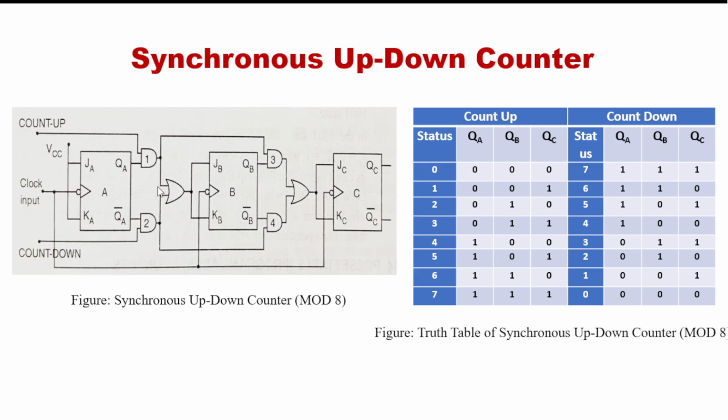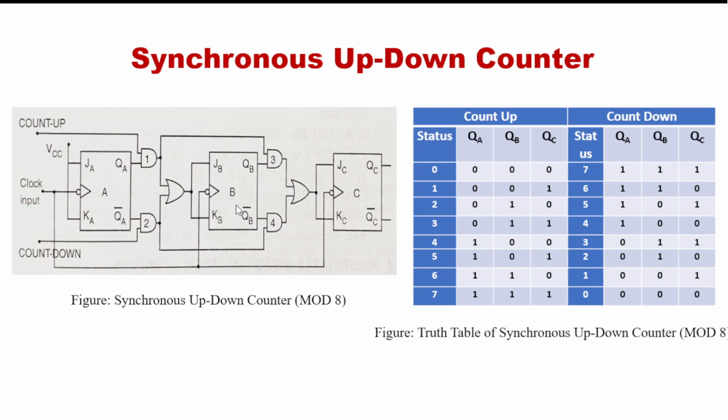At that moment, in count up mode, only AND gate 1 and 3 will be in the working condition. In the first clock pulse, the output of QA passes through AND gate 1, then through the OR gate, and acts as the input of J and K of the B flip flop. This is the synchronous counter design also. If you don't know the synchronous counter design, go through my synchronous counter, asynchronous counter video.